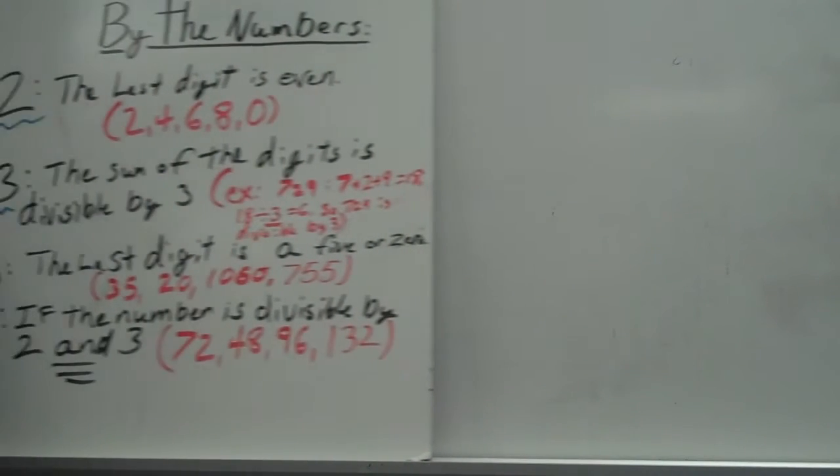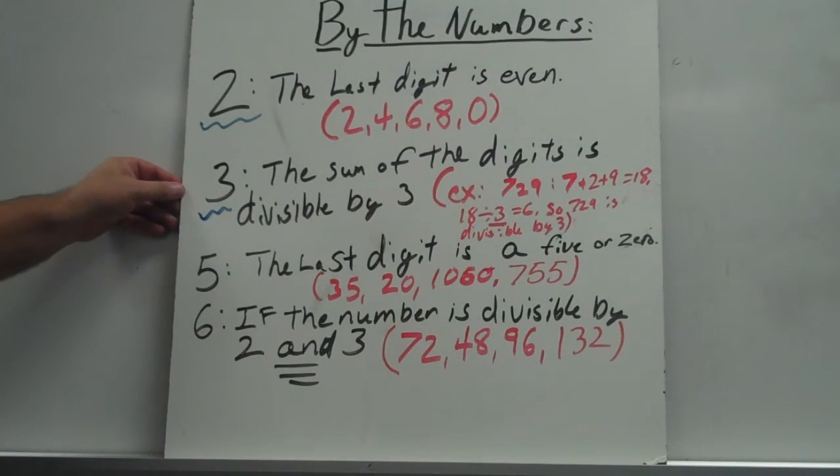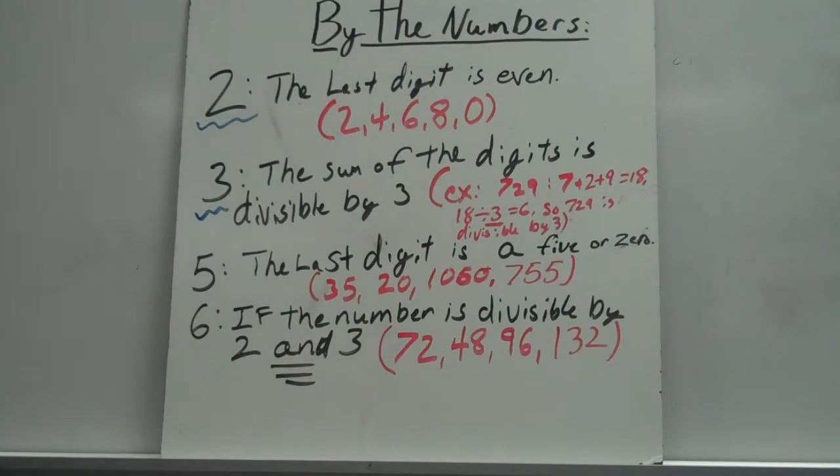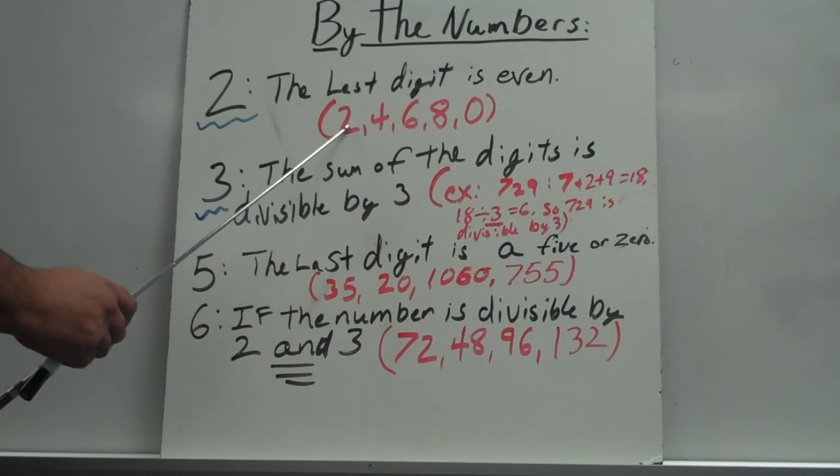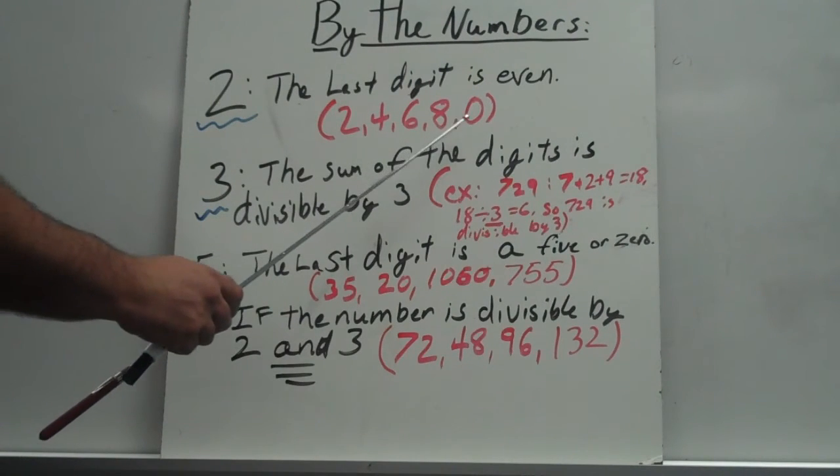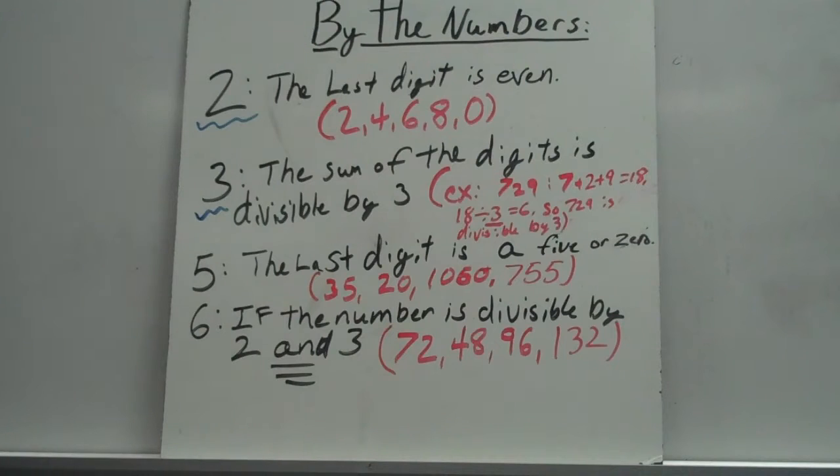So let's talk about some of the divisibility rules. Some of these we should know, but it's always good to review them. So when we're looking to see if a number is divisible by 2, that last digit in the number has to be even. And so here are our even numbers: 2, 4, 6, 8, and 0.